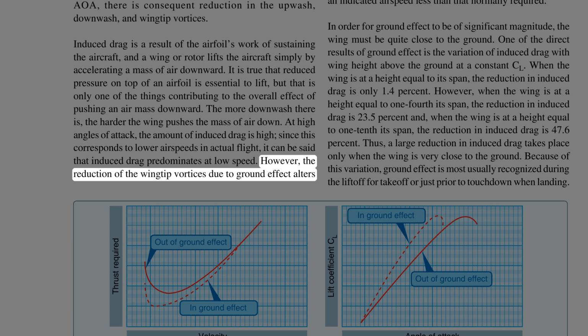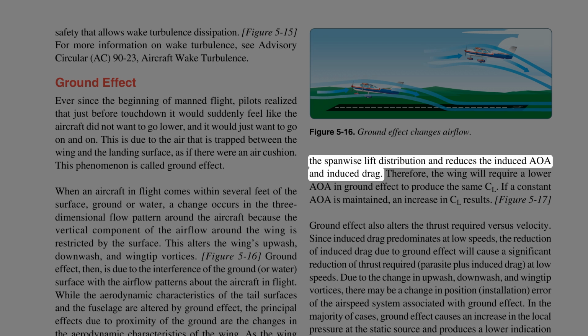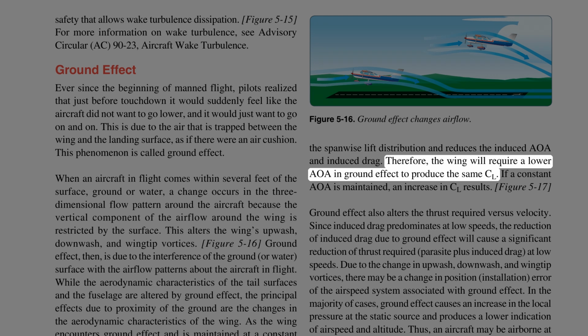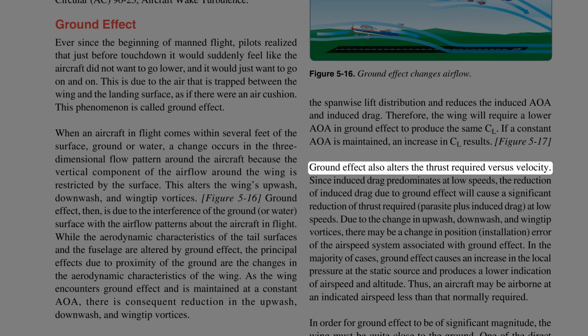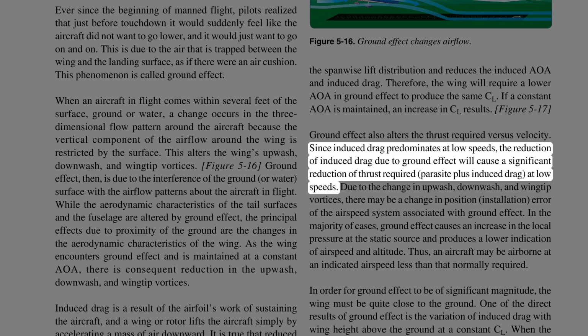However, the reduction of the wingtip vortices due to ground effect alters the spanwise lift distribution and reduces the induced AOA and induced drag. Therefore, the wing will require a lower AOA in ground effect to produce the same C_L. If a constant AOA is maintained, an increase in C_L results. Ground effect also alters the thrust required versus velocity. Since induced drag predominates at low speeds, the reduction of induced drag due to ground effect will cause a significant reduction of thrust required (parasite plus induced drag at low speeds).